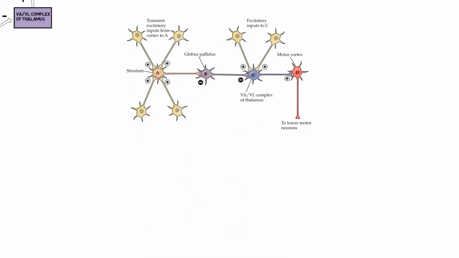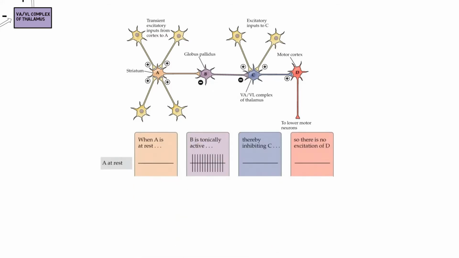in the frontal lobe. When the striatum is at rest, the globus pallidus is tonically sending inhibitory input to the VA and VL complex of the thalamus, so there's no excitation of the motor cortex.